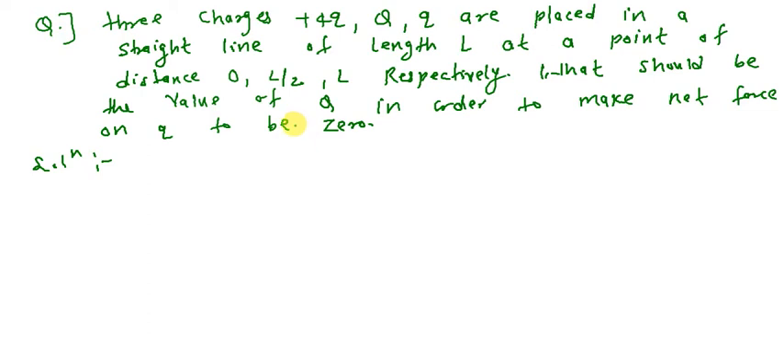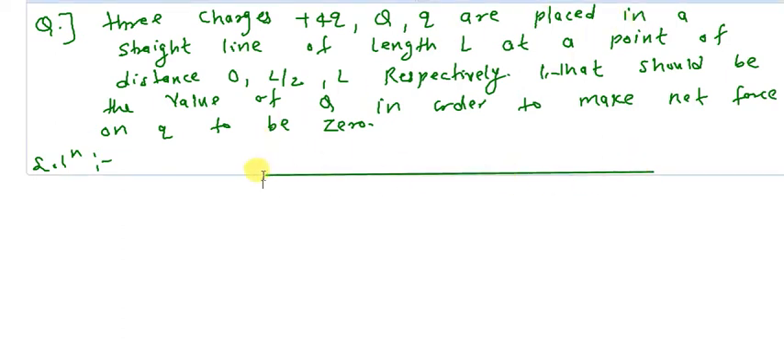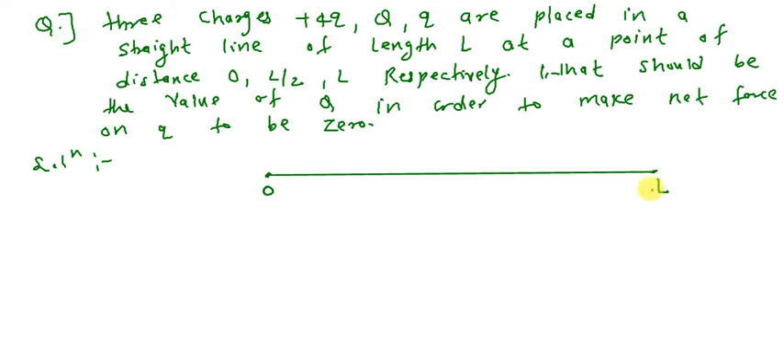So let's make the diagram first and we'll understand. Suppose I have this straight line, and here it is 0, and at the other end the complete distance L. So the midpoint means L by 2, which will be in between 0 and L. Then 4q is placed here, capital Q is placed here, and small q is placed here.